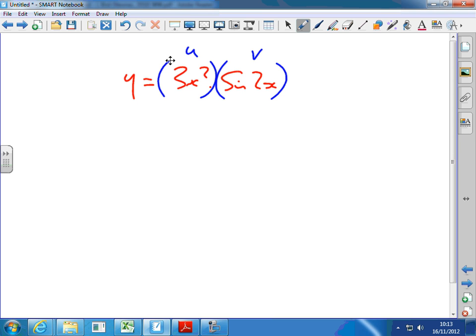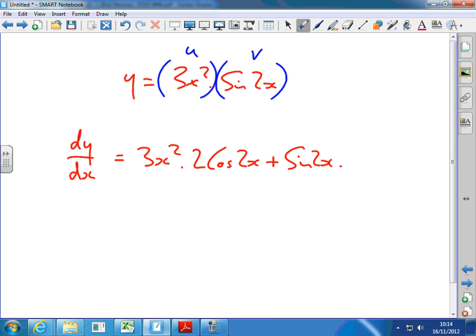So now, therefore, dy by dx equals the first bit, 3x squared, multiplied by the differential of the second bit, 2 cos 2x, plus the second bit, multiplied by the differential of the first bit. You can do that with practice and then again tidy up. It's not always straightforward to do the differential, but often it is. Okay?